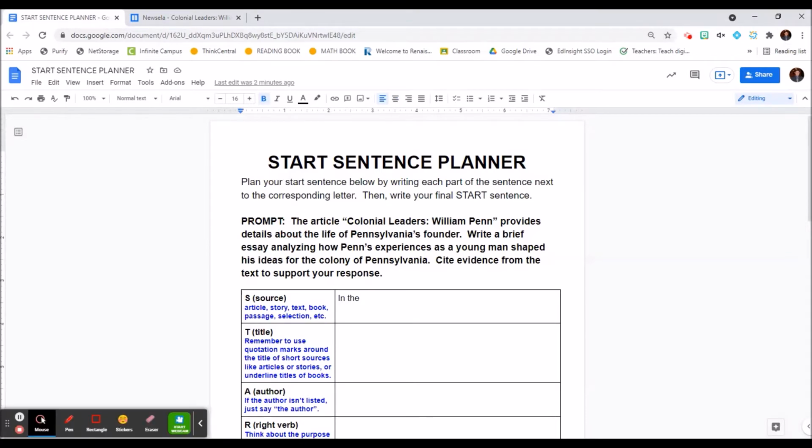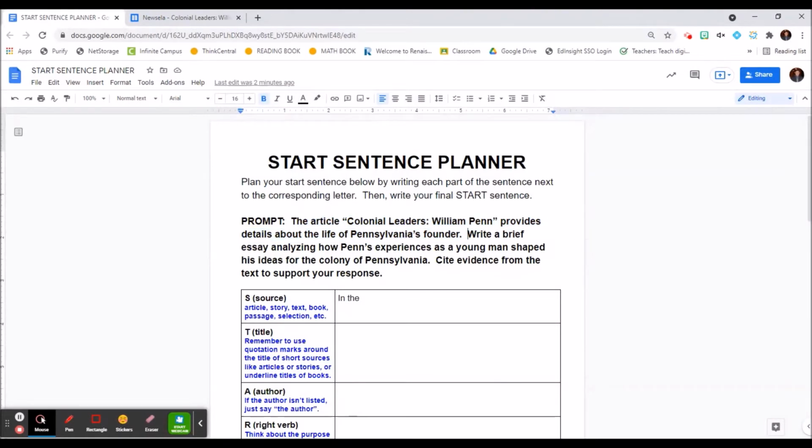Now our prompts in fourth grade all have three sentences. They are three-sentence prompts. So we have the article, Colonial Leaders, William Penn provides details about the life of Pennsylvania's founder. So our first sentence in the prompt is always our focusing statement. It's just a sentence to kind of remind us what we read about, to kind of focus us on what the article was about, just a quick little introduction.